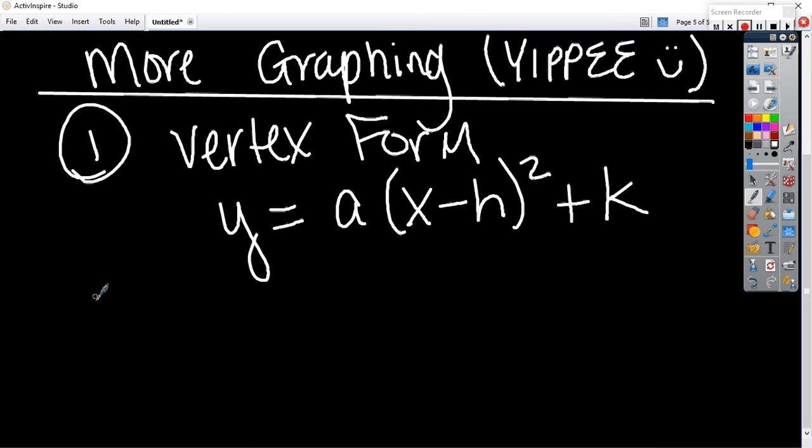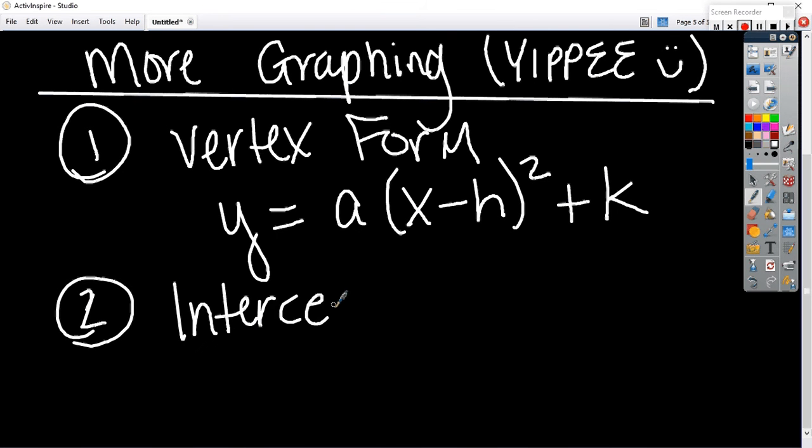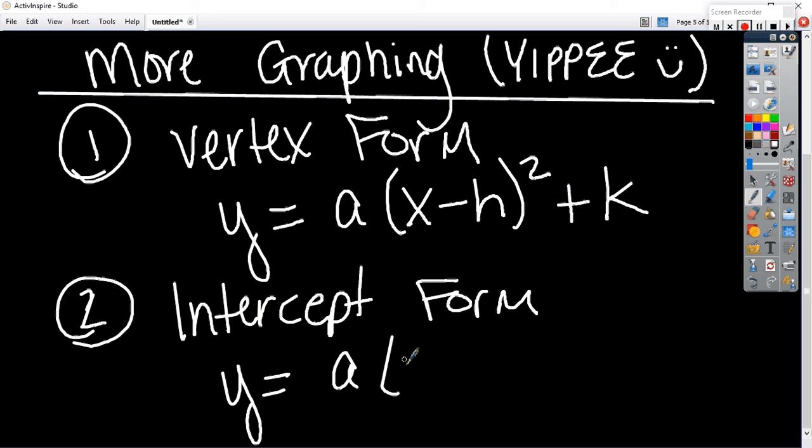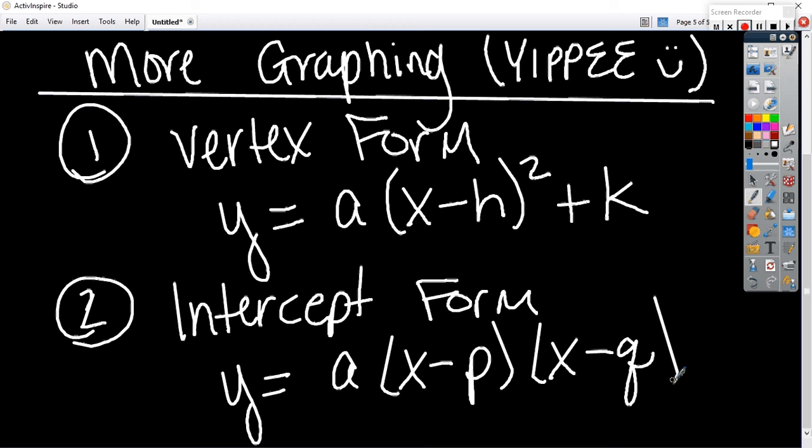The other is intercept form. And the names of these forms tell us what they give us. Again with the A here. And luckily that A, again, does the same thing. Up, down, skinny, wide. Okay? What else can it do? That's all it does. It shrinks and stretches and flips it.